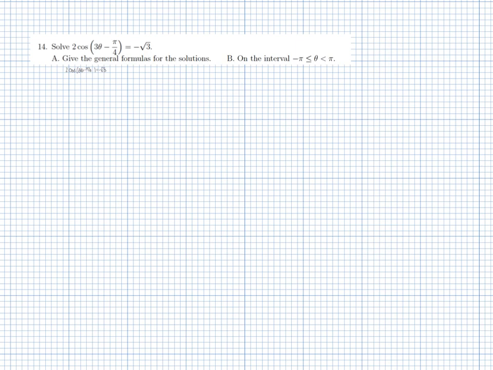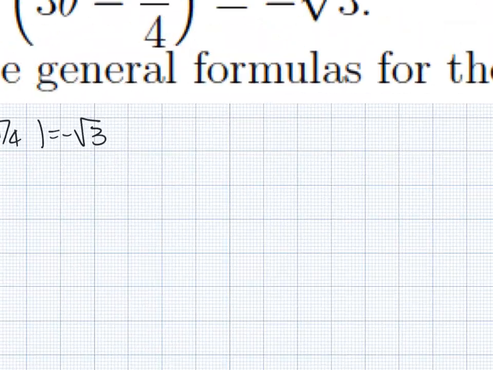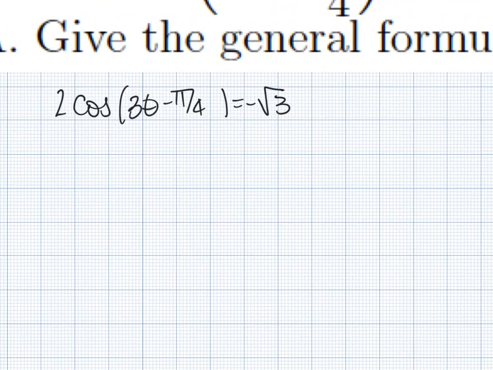This is working on number 14, the last question on the fall 2018 exam review. We're going to solve this equation here: 2 times the cosine of 3 theta minus pi over 4 is equal to -√3. I'll begin by dividing both sides by 2 so that I end up with the cosine of 3 theta minus pi over 4 is equal to -√3 over 2.